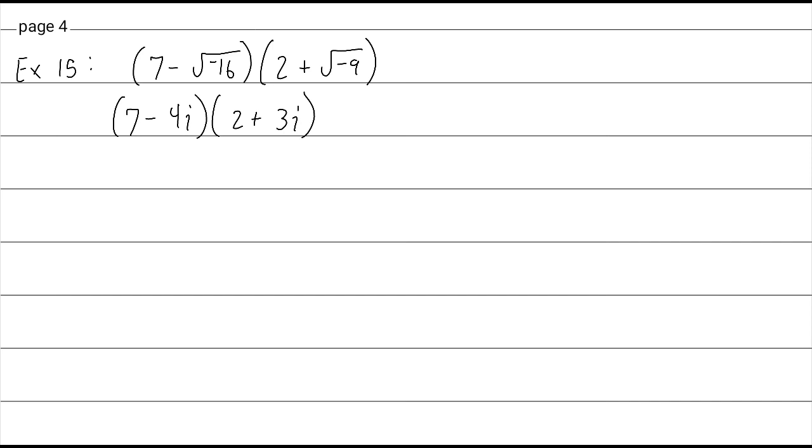Let's do the whole distributive property thing. 7 times 2 is 14. 7 times 3i is 21i. Negative 4i times 2 is negative 8i. Negative 4i times 3i is negative 12i squared.